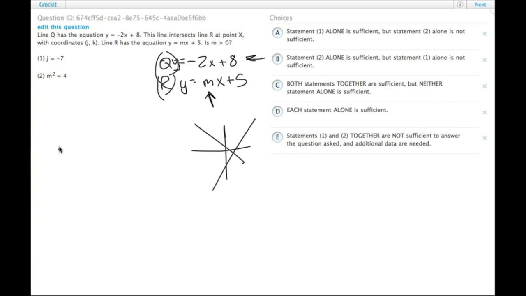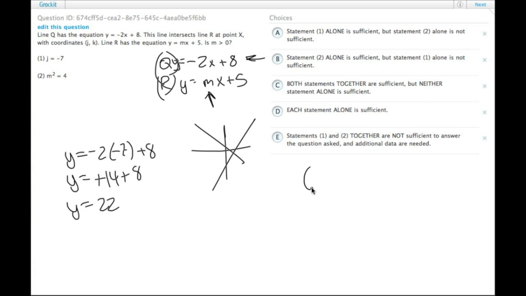So j is the x value, so y equals negative 2 times our x value plus 8. So y equals negative 14 plus 8. Positive 14, haha. Negative 2 times negative 7. So y equals 22. So now we know that jk is the point. So jk equals negative 7 and 22.